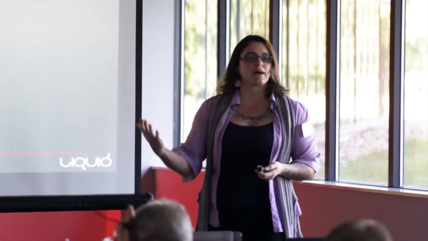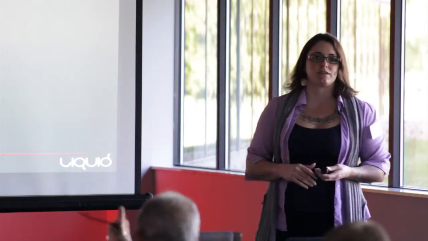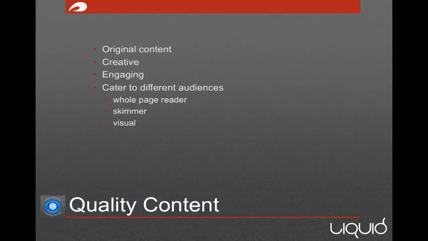You have skimmers who are only going to look at bullet points and headers. You have visual people who are just going to look at the pictures. They're going to rely 100% on the pictures to decide what that page is about. You have to cater to all 3 types of people so that you can get the most reaction, the most interaction with your website. A website that does consistently well with this is Amazon.